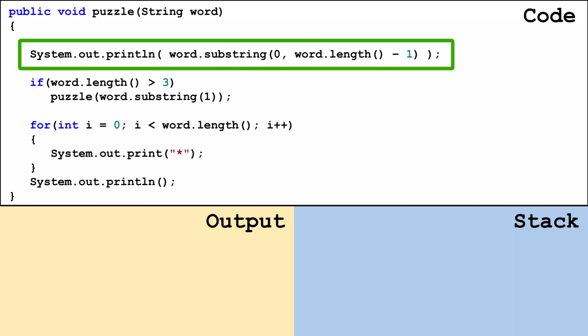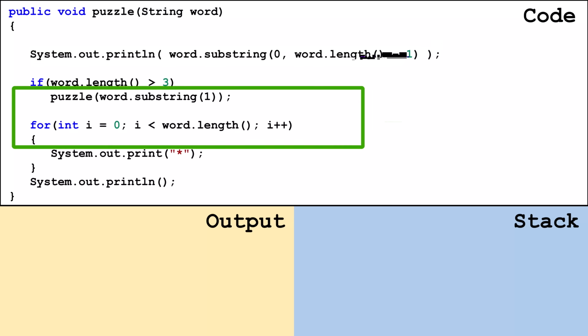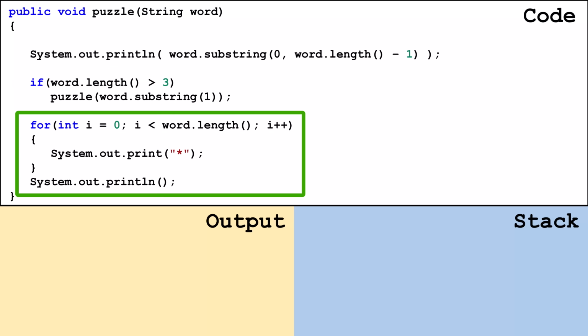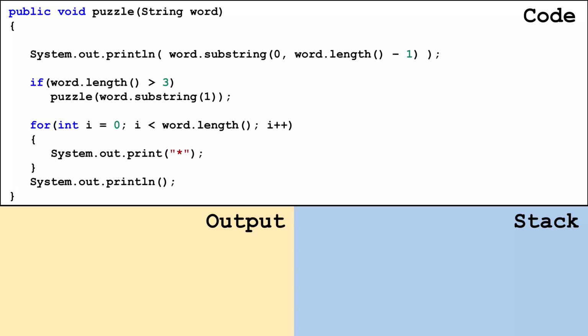This piece of code will execute as soon as the method is called. It will run as we are going up the stack. This piece of code will execute after the recursive call above has finished. It will run as we are coming back down the stack. Now let's look at what each piece of code does. Having a Java reference sheet handy can make this easier.